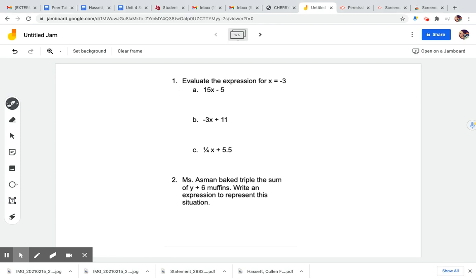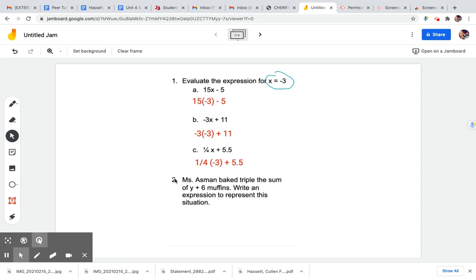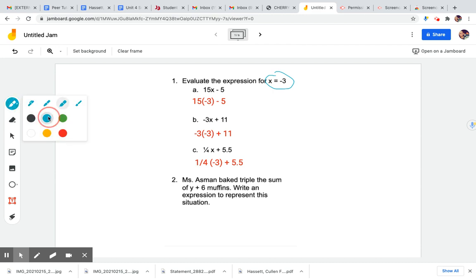All right, let's go for number one of the review. So this is evaluate when x equals -3. So if x equals -3, that means everywhere I see an x, it is -3. So the first thing I'm going to do is substitute that in for the variable. For each of these expressions, I substituted in -3 for x. And now we're going to solve using order of operations.